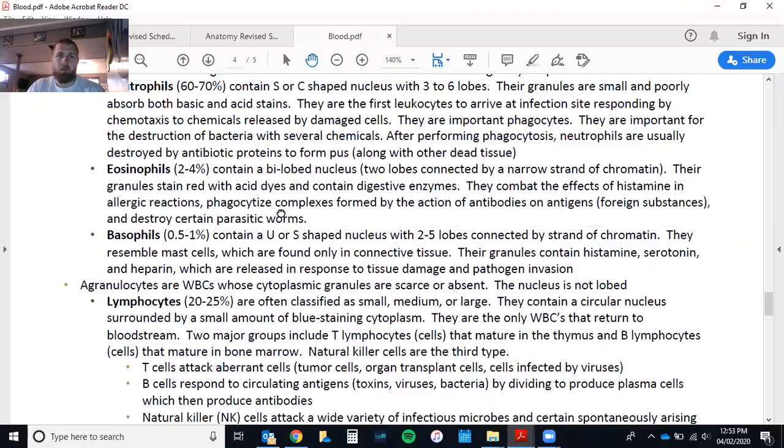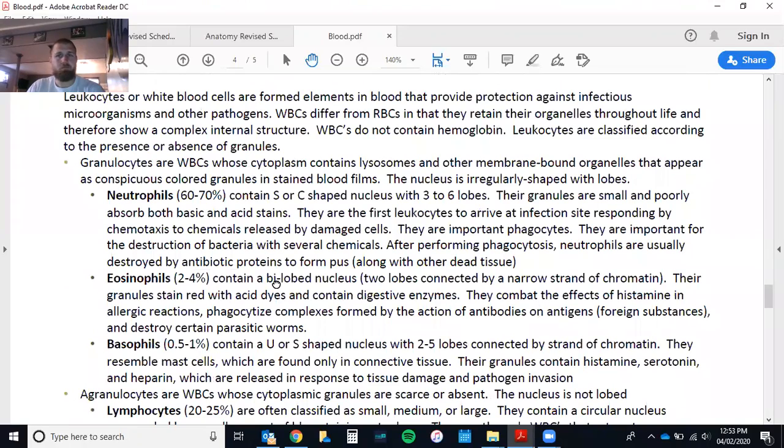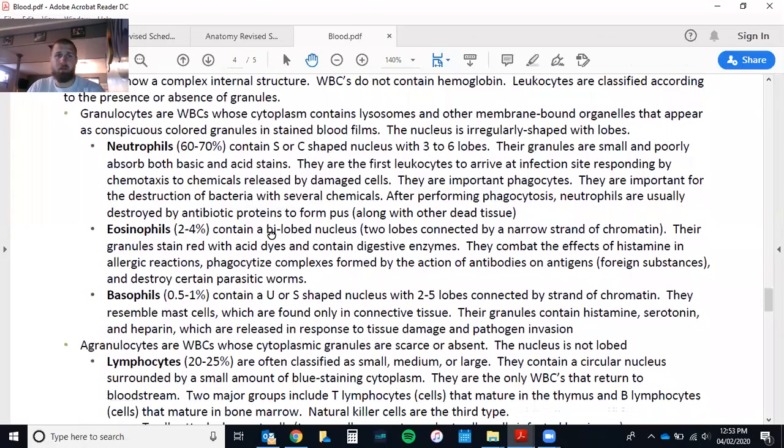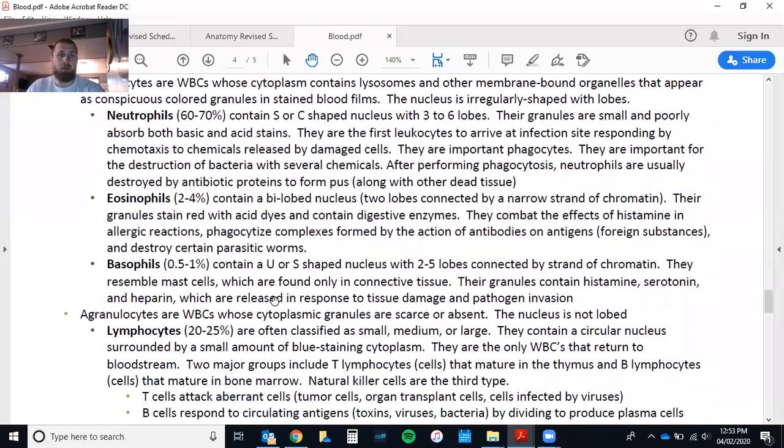Okay. And so the way that we classify white blood cells is basically what they look like when you look at them under a microscope. Now, the 3 types of granulocytes all end the same way, with the suffix "phil", or "phils" when you pluralize it. Okay. Neutrophils, eosinophils, and basophils.